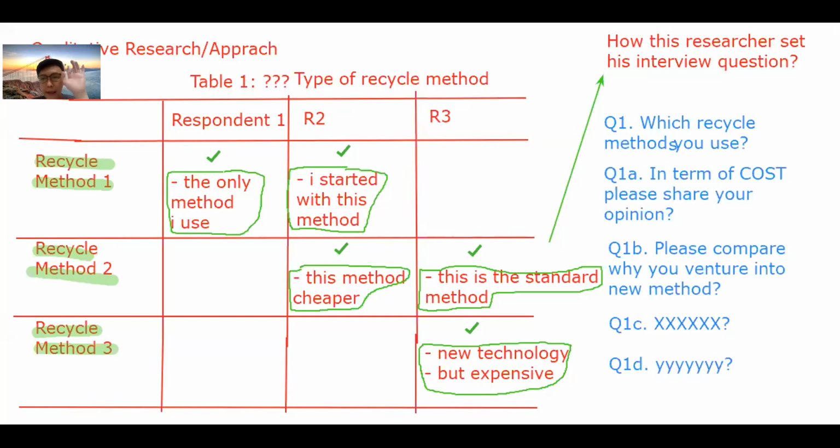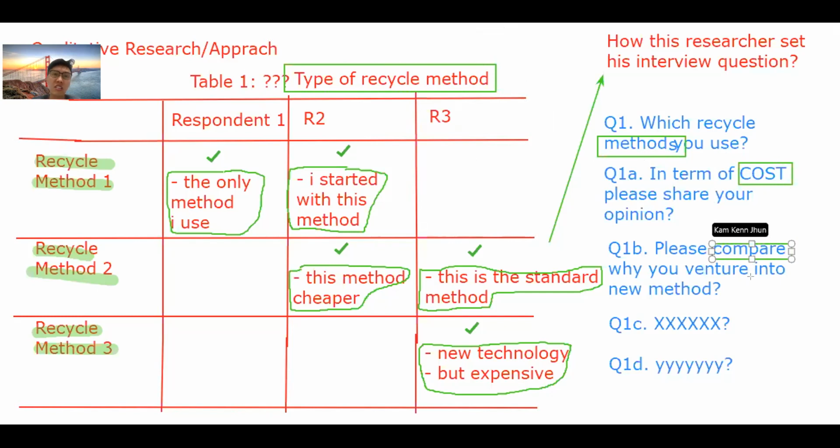So although I'm asking five questions, all these five questions are for one problem. The problem is this: type of recycled methods, one particular issue. What are the types of recycled method? So I ask, what are the methods they use? This is the keyword. I ask in terms of cost, how do you express further? This is the second keyword. And I want them to compare the methods. So this is the third keyword.